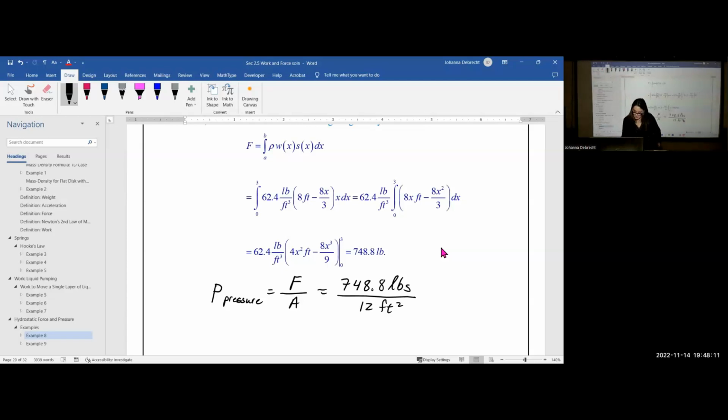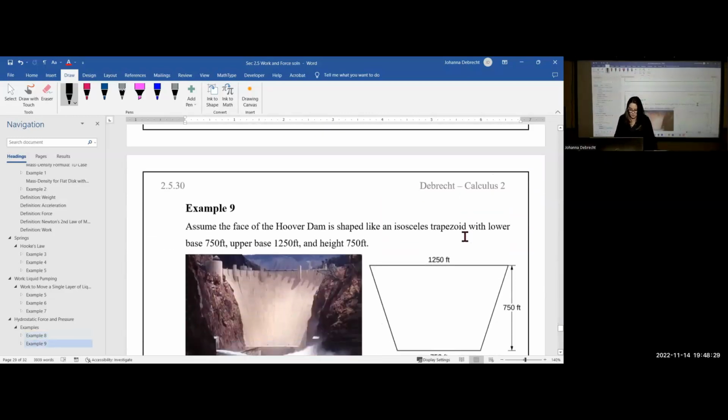And I got 62.4 pounds per square foot, right? Which is quite a bit of force, right? So it's a lot of pressure on there, right? Now we want to look at one more example.